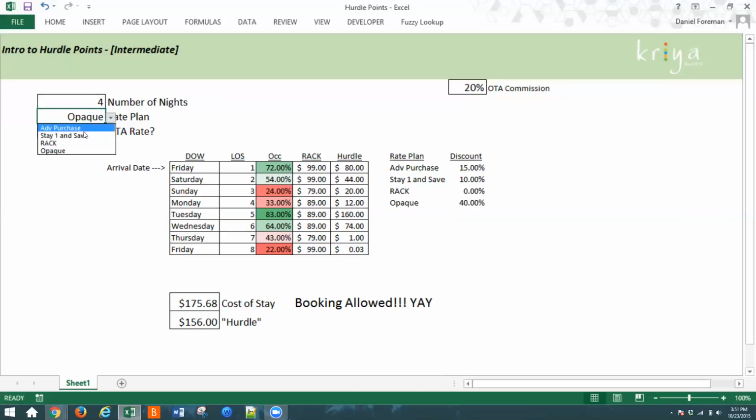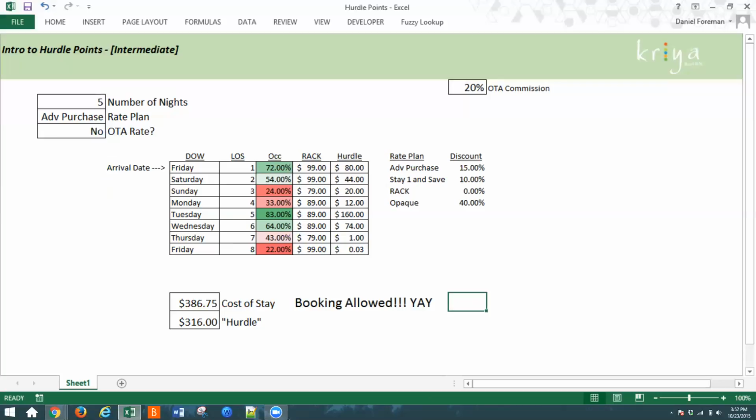Okay, and let's take one other example here. We'll look at another advanced purchase. Let's look at an advanced purchase OTA rate. And you can see here, let's bring in a 5-night stay, because you can see that Tuesday here is really high occupancy. So let's see if a guest would be allowed to book a 5-night stay. And you can see they're close, but the net revenue that we're getting from that 5-night advanced purchase is not enough to overcome our combined hurdles, so that booking is not allowed. However, when we take out the OTA commission, you can see that booking is now allowed.